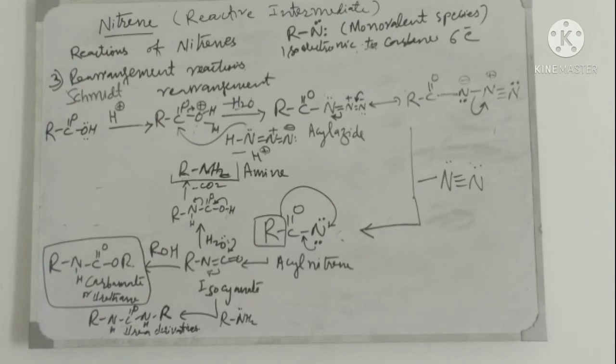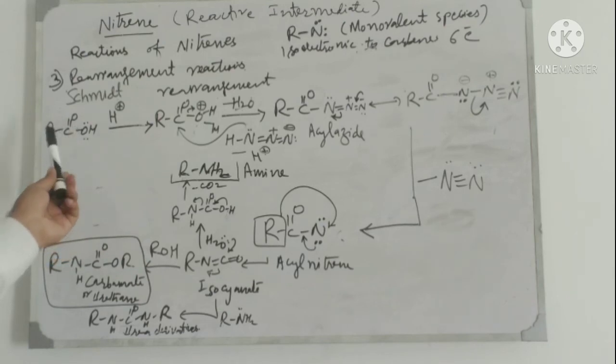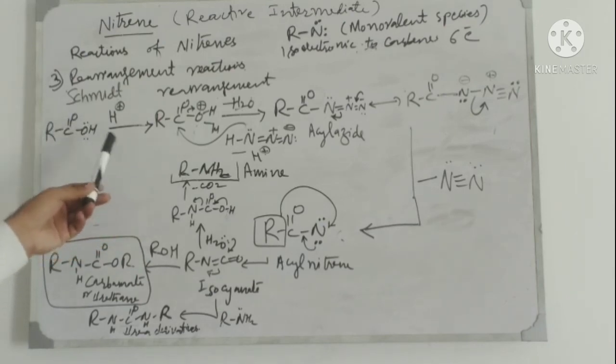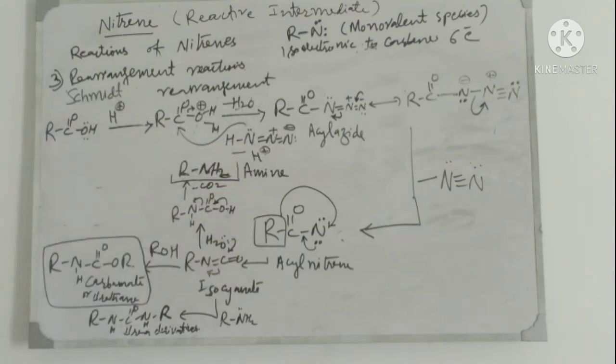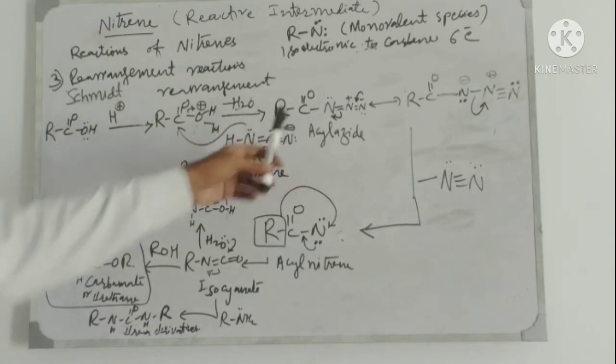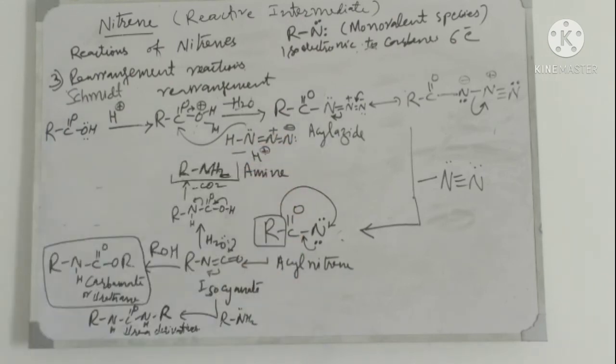So all these rearrangements, Hofmann, Curtius, Schmidt and Lossen, generate this acyl nitrene, but the starting material is different. You see, in this Schmidt rearrangement, we make this acyl azide from hydrazoic acid. In the Hofmann we use the primary amide. In the Curtius rearrangement we again make this acyl azide, but it is generated from the reaction of acyl chloride and sodium azide.